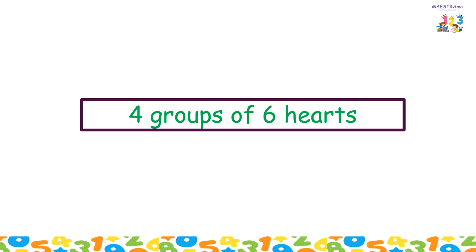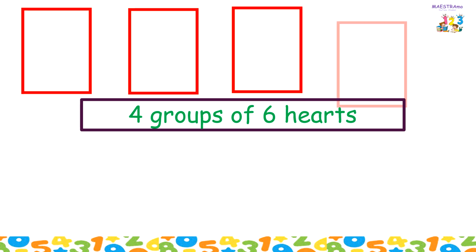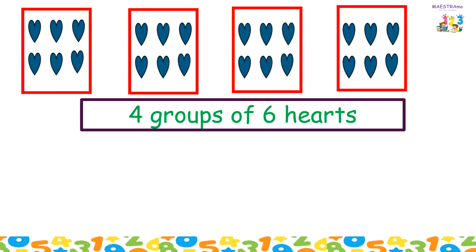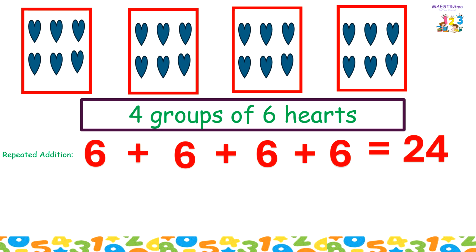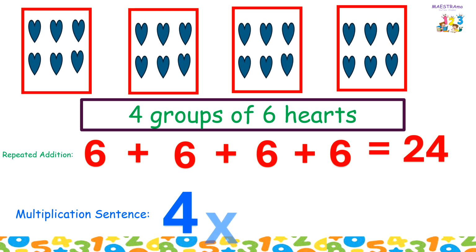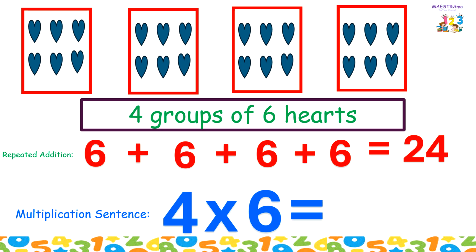Another example. 4 groups of 6 hearts. What is our repeated addition? If your answer is this, 6 plus 6 plus 6 plus 6 equals 24, you're right. What about the multiplication sentence? The multiplication sentence is 4 times 6 equals 24. Very good.